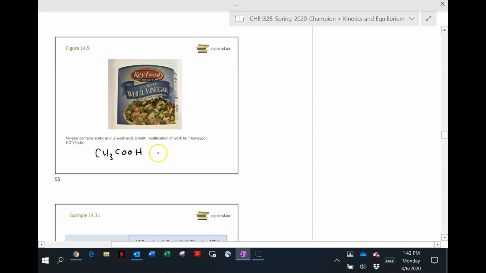CH3COOH is acetic acid. You'll also see that written as HC2H3O2, and if you add those up, that is the same compound. In each case, we've identified the acidic hydrogen as being the one where that arrow is pointing. You'll see some abbreviations. This whole group right here is sometimes called Ac. So you'll see HOAc or HAc as abbreviations for acetic acid as well.